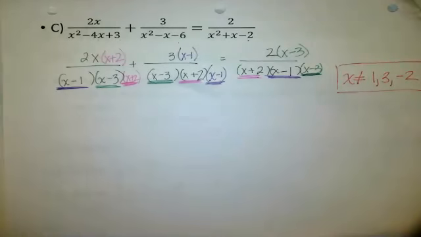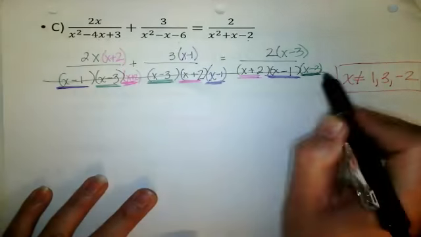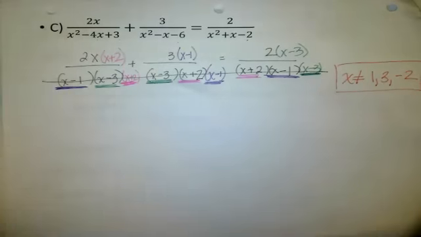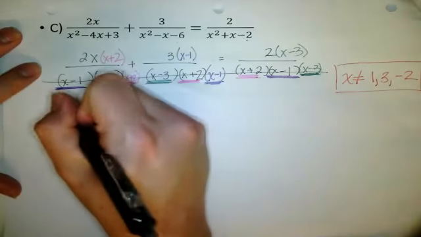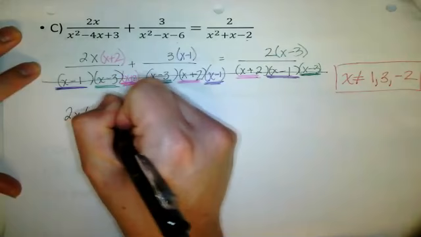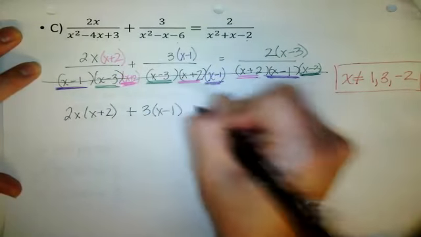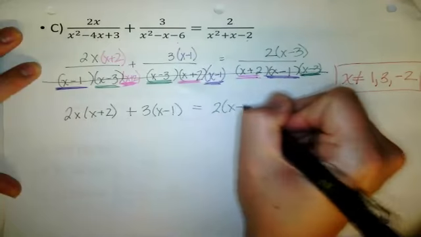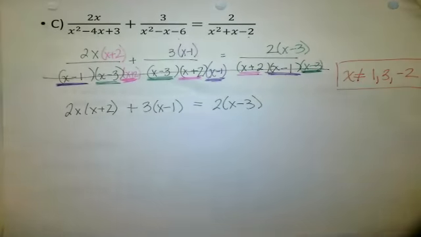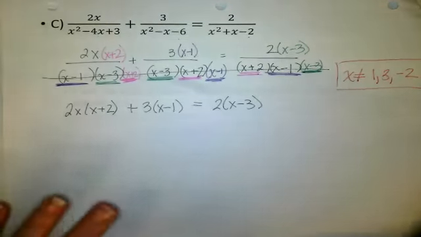And now since all the denominators match, what can we do? Forget them. Okay. All right, so I'm left with 2x times the quantity x plus 2 plus 3 times the quantity x minus 1 equals 2 times the quantity x minus 3. And you're going to distribute.